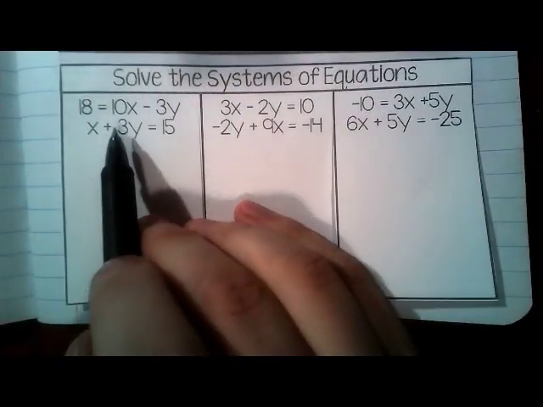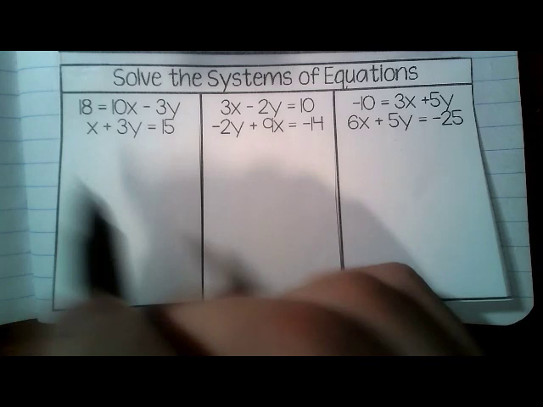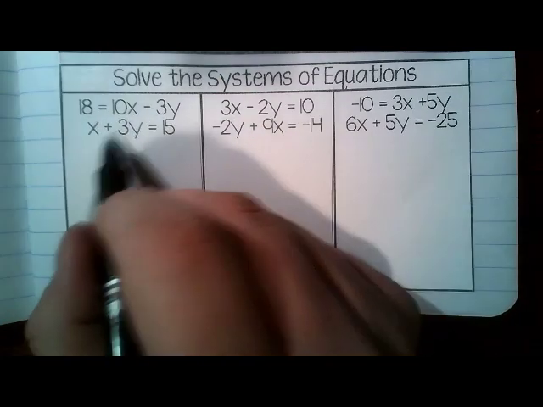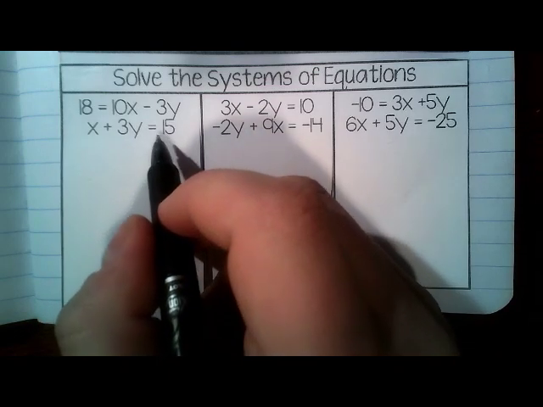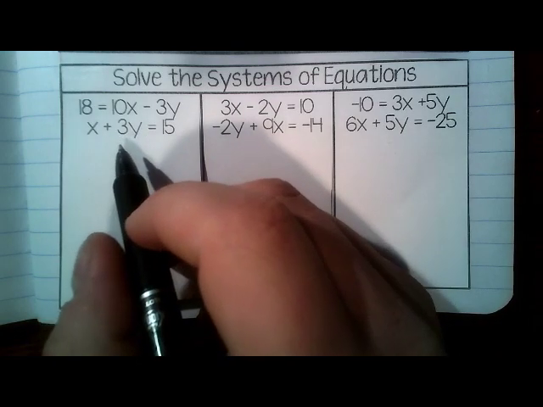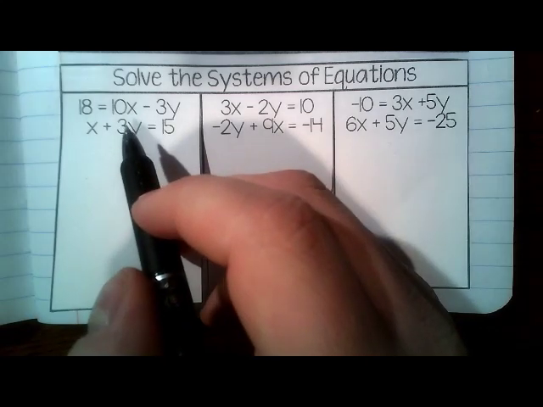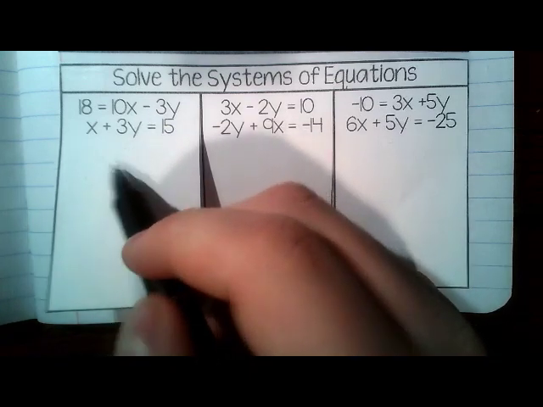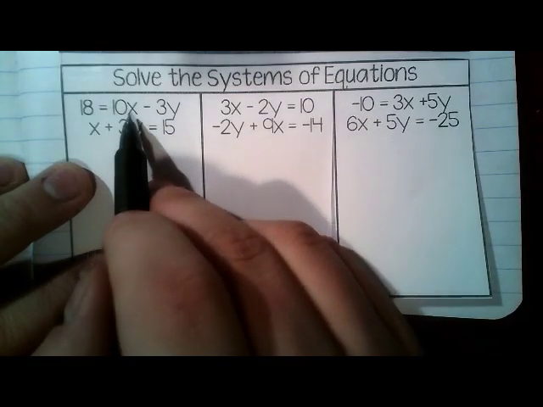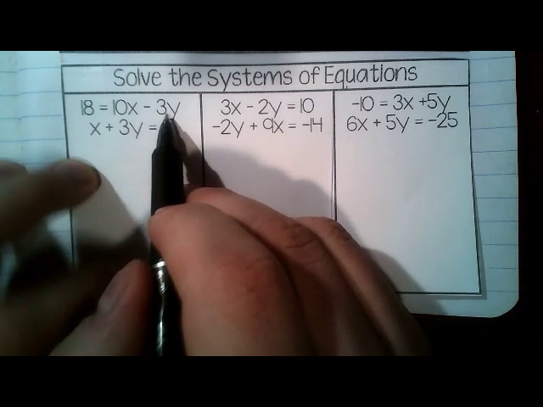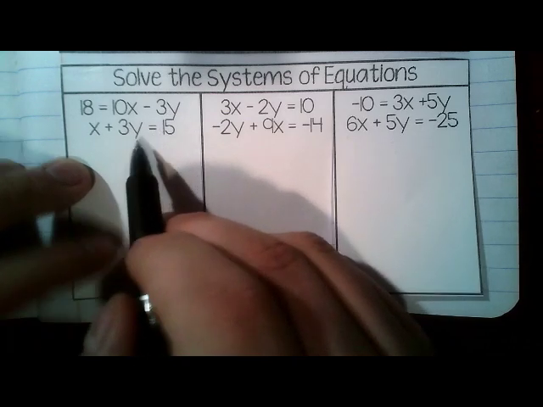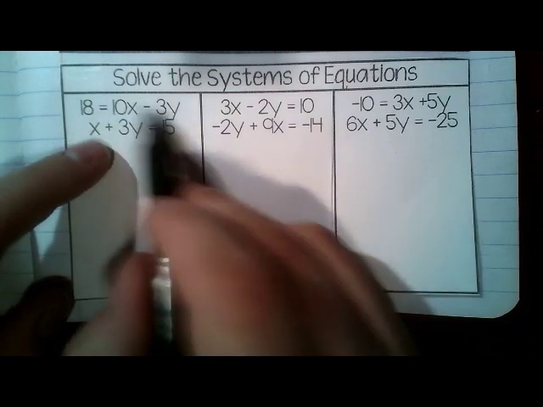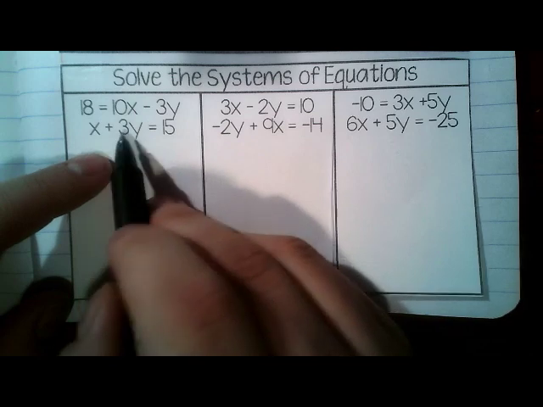Now we're going to use those steps to solve this system: 18 equals 10x minus 3y, and x plus 3y equals 15. In this case, unlike that first problem, we have to rearrange these equations so that the x's line up and the y's line up. I've got x and y on this side of the equal sign, x and y on the right side of this equal sign.